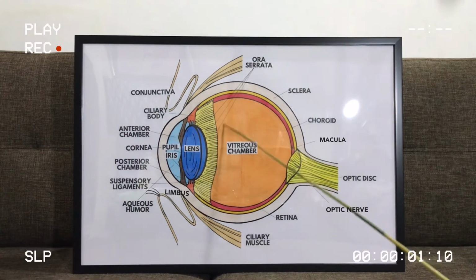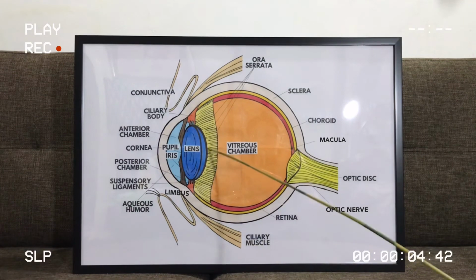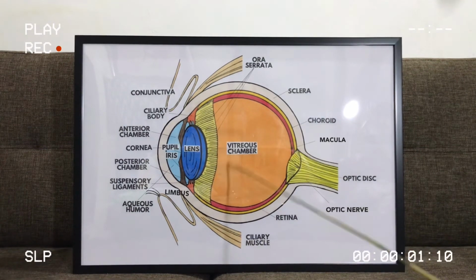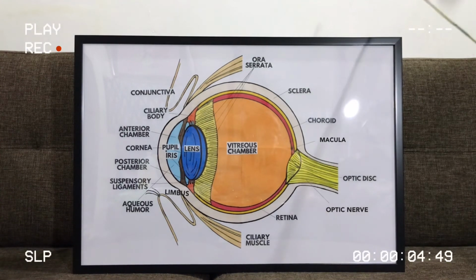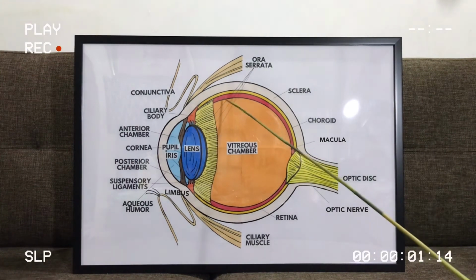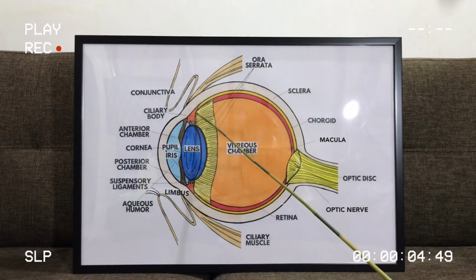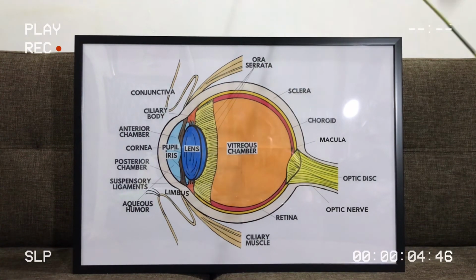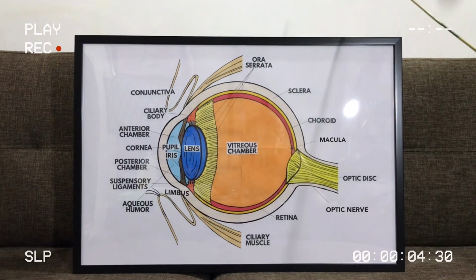Now this part is the ora serrata. The ora serrata is the serrated junction between the retina and the ciliary body. This junction marks the transition from the simple non-photosensitive area of the retina to the complex multi-layered photosensitive region.